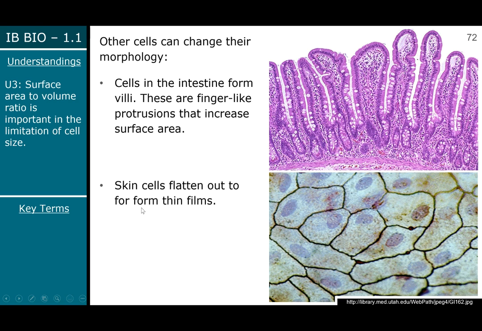And then skin cells, right? They flatten themselves out, become very, very thin to maintain that high surface area to volume ratio. Lots of surface area, not a lot of volume. Lots of ways to get stuff in and out.